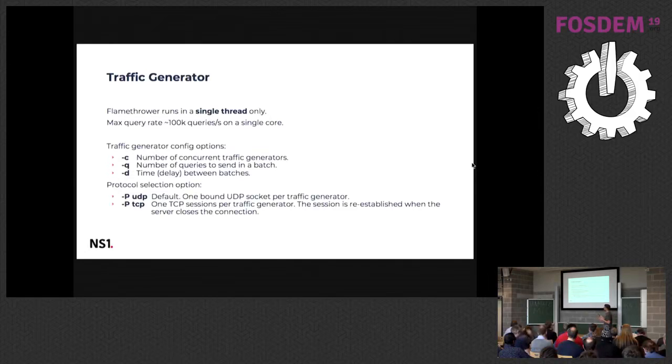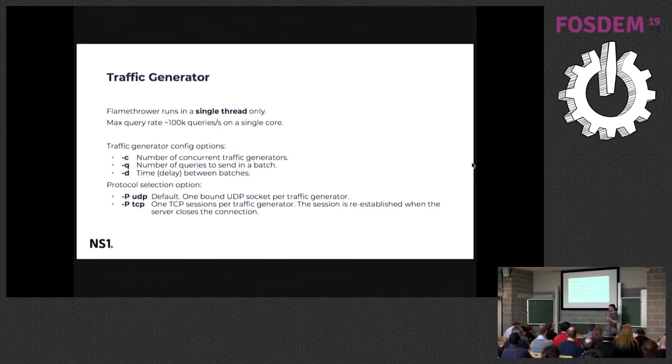And the main configuration options for the generator are these three. You can set up the number of concurrent traffic generators. This depends on whether you later pick UDP or TCP, but essentially, if you create, for instance, 100 concurrent traffic generators, it means that for UDP, Flamethrower will open 100 UDP sockets. So you will see the traffic coming from 100 random ports. If you do this for TCP, it will open 100 connections, and it will try to keep these connections alive. Whenever the server closes the connection, it will reopen a new one. But there should be 100 connections open all the time.